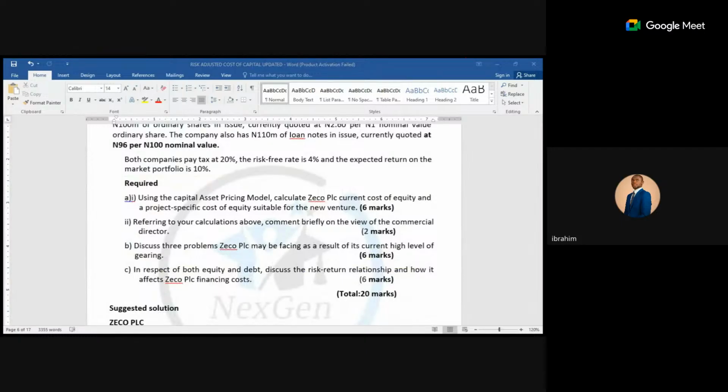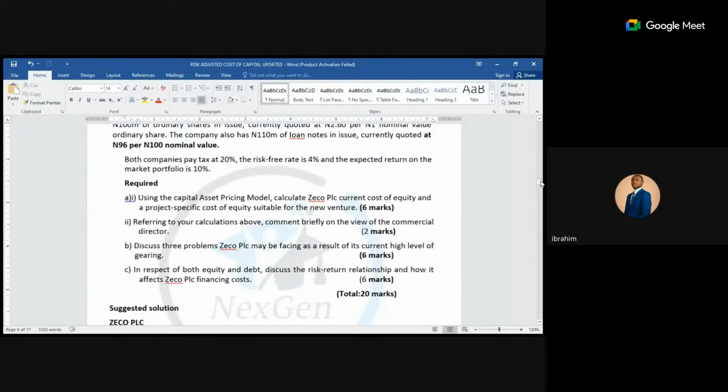That makes sense. Now, in addition to this whole lot on how it affects Zeco PLC, you should not forget that the cost of equity will be higher as a result of the high level of gearing. However, the cost of debt will also be higher as a result of the high level of gearing.